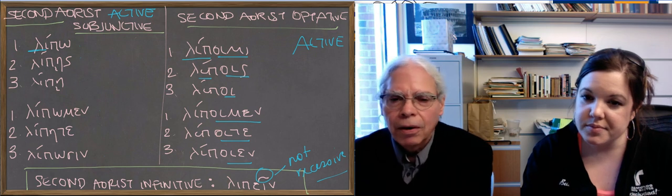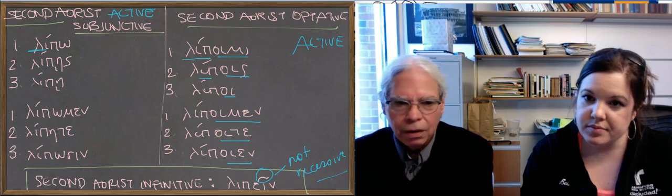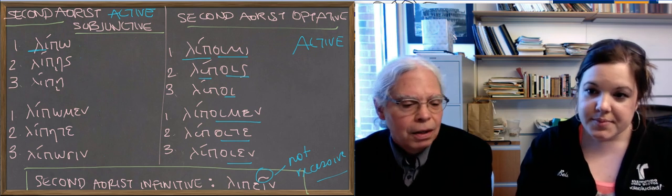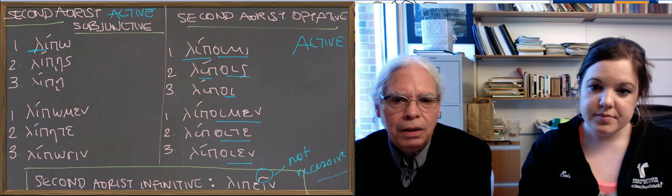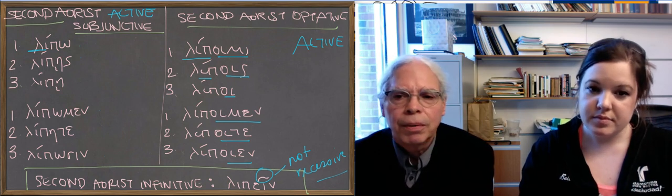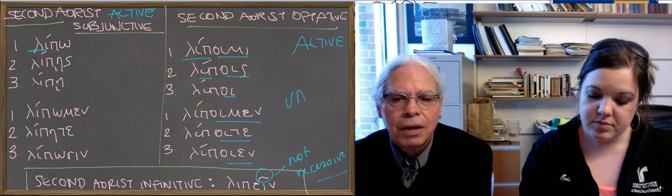So check out the forms of the second aorist middle, in the subjunctive and in the optative and the indicative. I don't think you're going to be surprised. I think you'll be able to identify them when you see them, but look at them in the book.